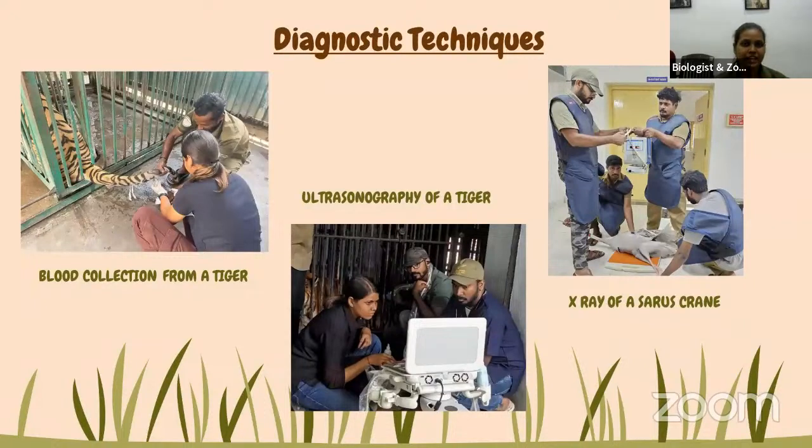Then there is diagnostic techniques. So in diagnostic techniques, first picture you can see is blood collection. Okay, from the tail of the tiger, we are collecting blood. The second picture is the ultrasonography of tiger, and the third is X-ray. You can see on the orange color board, a bird is there lying down, and on top of it, we are taking X-ray of that bird so that we can see how the bones are, how the organs are, and then we can come to a diagnosis.